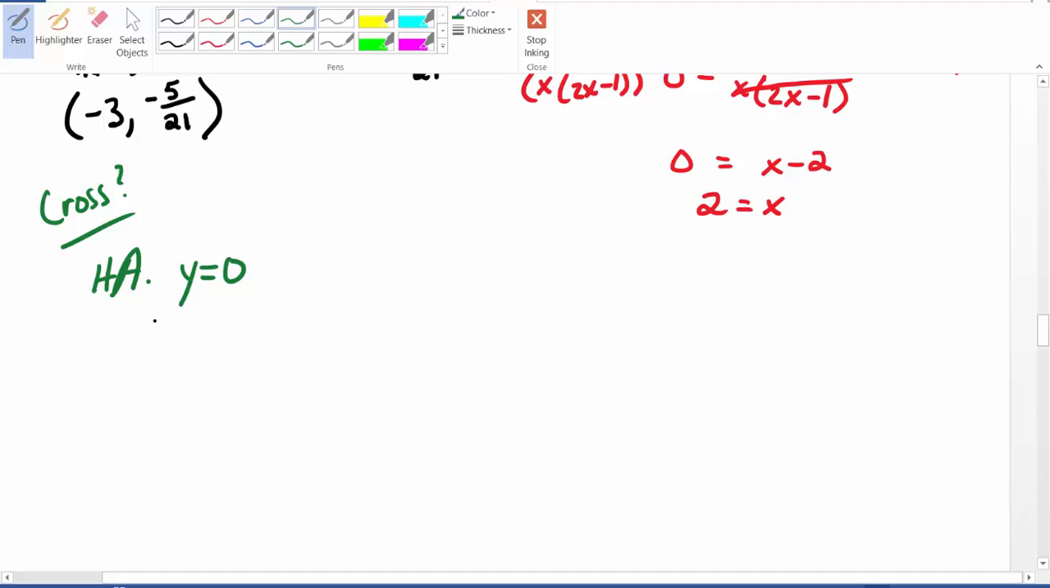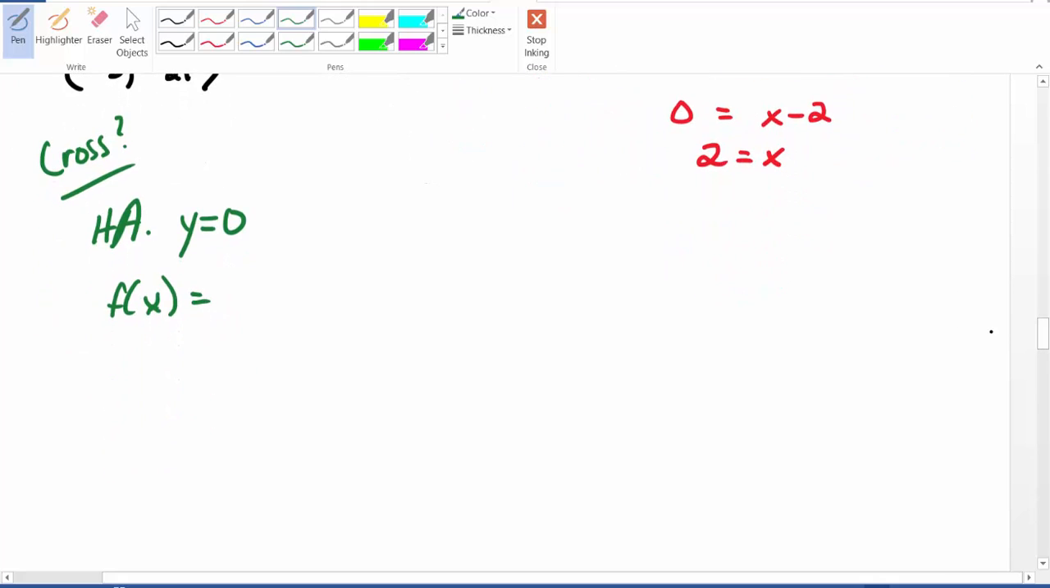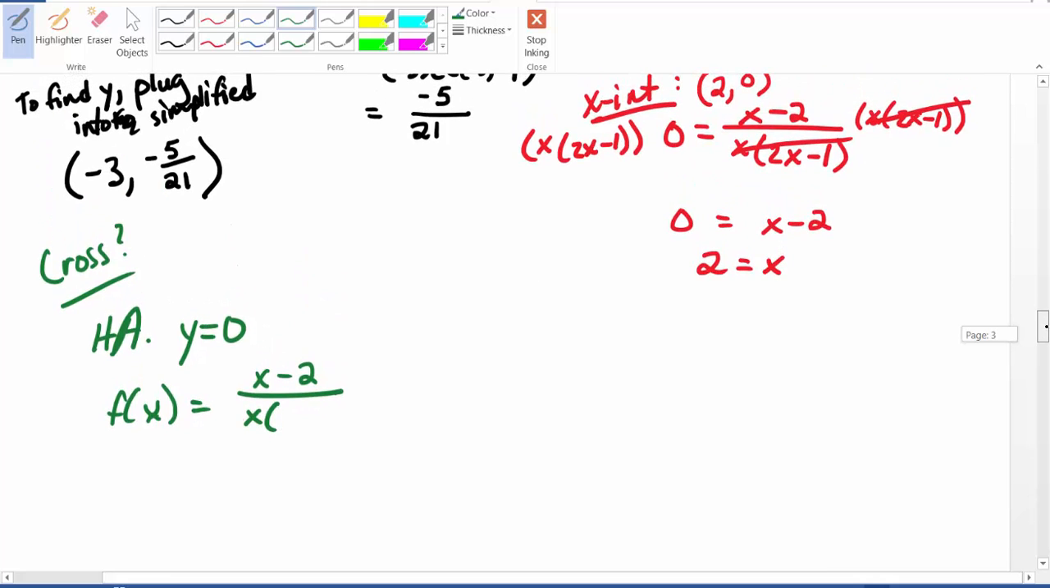So we also then have our f of x is equal to (x minus 2) over x times (2x minus 1). So again, pretty much y equaling 0 is the same thing as saying f of x is equal to 0. So we're just going to take 0 and throw it into this entire left side, because f of x is the same as 0 now.